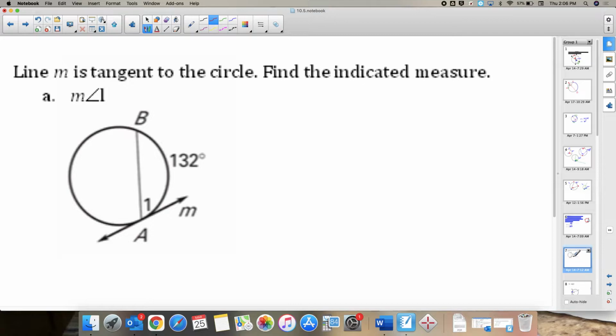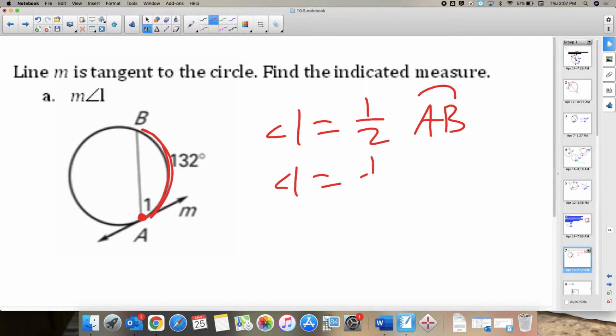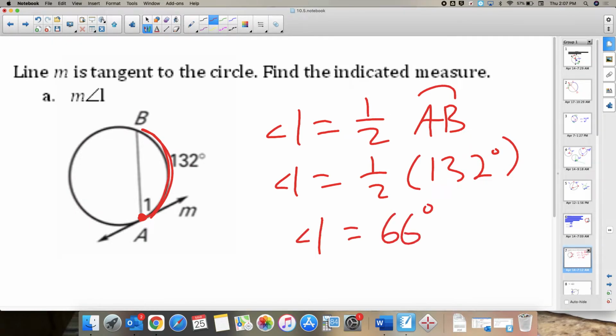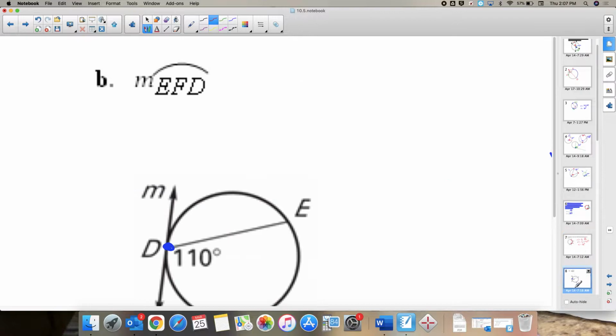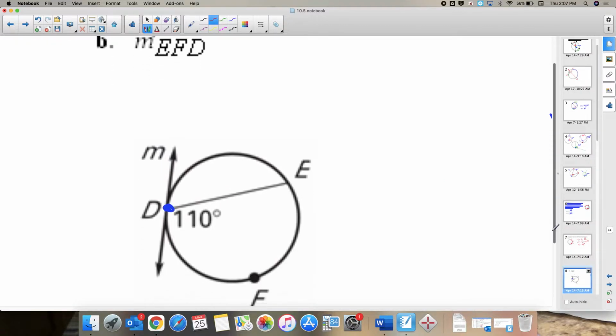So let's take a look. Here we have angle 1. Angle 1 makes arc AB. So angle 1 is equal to 1/2 of arc AB. So angle 1 is 1/2 of 132 degrees. So angle 1 is equal to 66 degrees. Being able to go the other way also. If they give me my angle measurement to be 110 degrees, they want the measure of arc EFD. If my angle is 110, my arc will be 220 degrees.